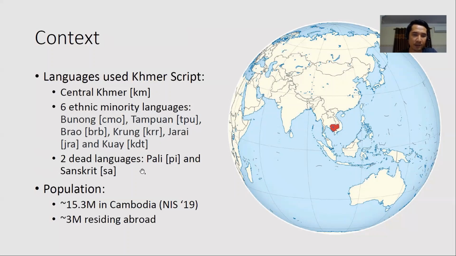There are two other dead languages, Pali and Sanskrit, that are used in most Buddhist doctrine. And these two languages also use Khmer script to record their language. When it comes to population, there are 15.3 million people in Cambodia, according to the National Institute of Statistics report published in 2019. And there are another 3 million, it could be more, it could be less than that by now, residing abroad.